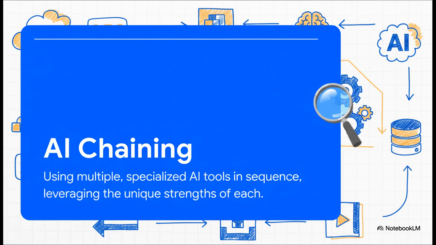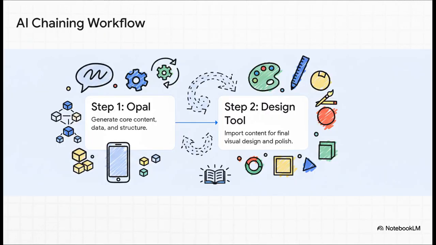These examples really point to a super important strategy for getting the most out of AI right now. It's called AI chaining. And the idea is actually pretty simple. No single AI tool is the best at everything. So instead of trying to make one tool do it all, you chain them together. You use a sequence of specialized AIs, letting each one do what it's best at, and the final result is way, way better.